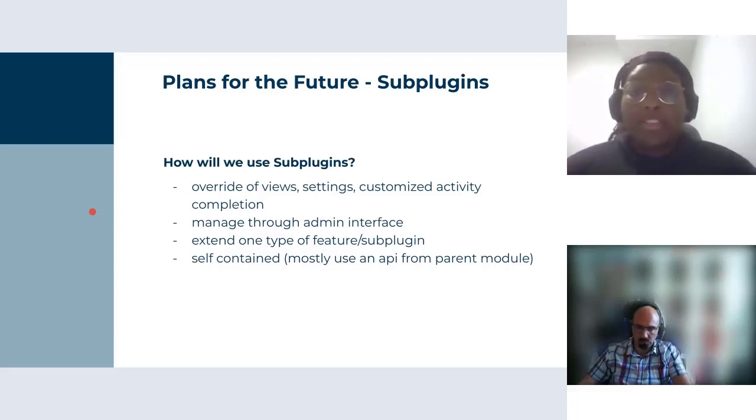We also want to do this through the administrative interface. So the same place where you enable the BigBlueButton plugin, you would be able to handle the sub-plugins related to the BigBlueButton plugin. And we want to extend features one sub-plugin at a time, and make sure that it's self-contained, only using the API from the parent module.